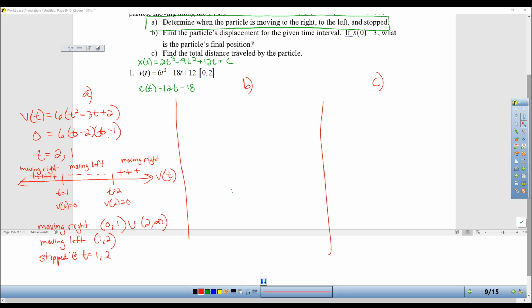Question B says find the particle's displacement. Keep in mind that displacement is the difference between where you start and where you end.